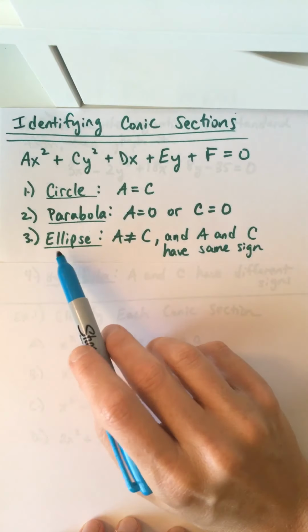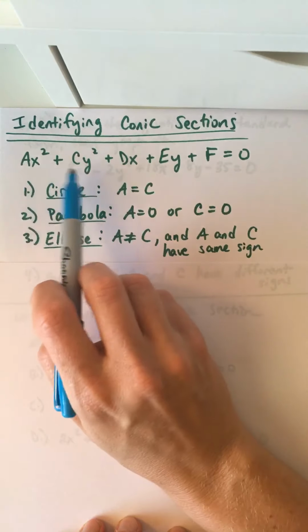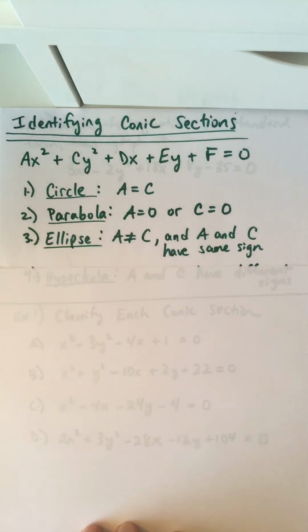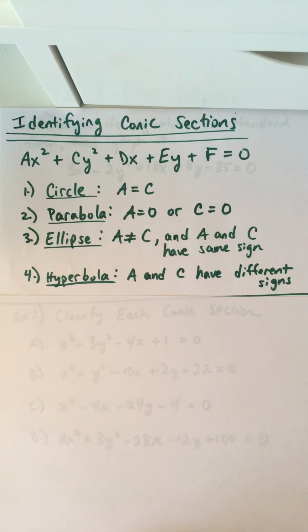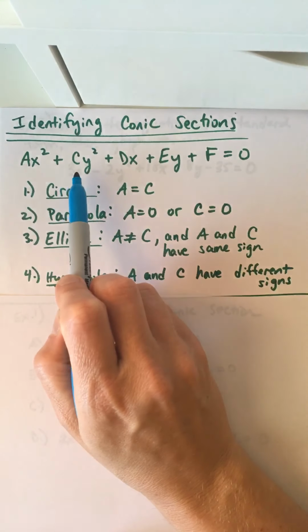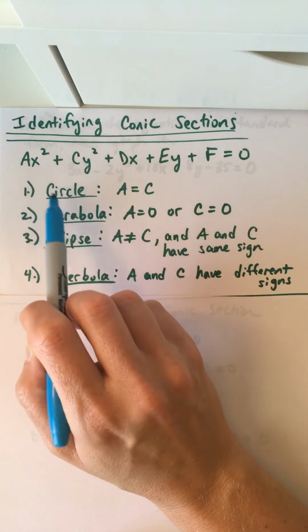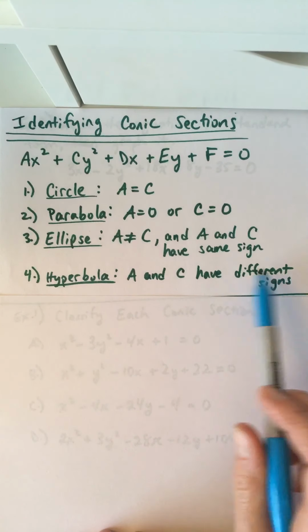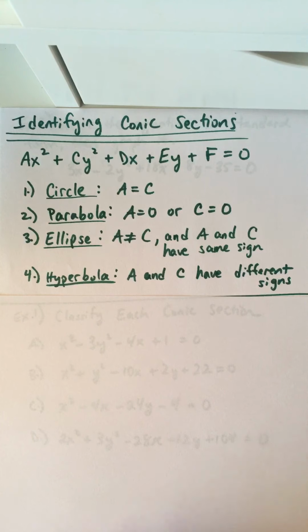You have an ellipse when the two coefficients are not equal, but they have the same sign. And you have a hyperbola if a and c have different signs. Remember that the standard form of a hyperbola has that minus sign in between, so this is a really easy way to check and see if it's a hyperbola.